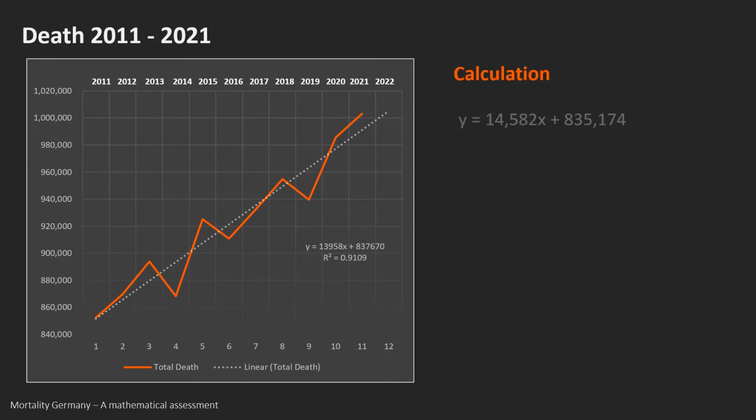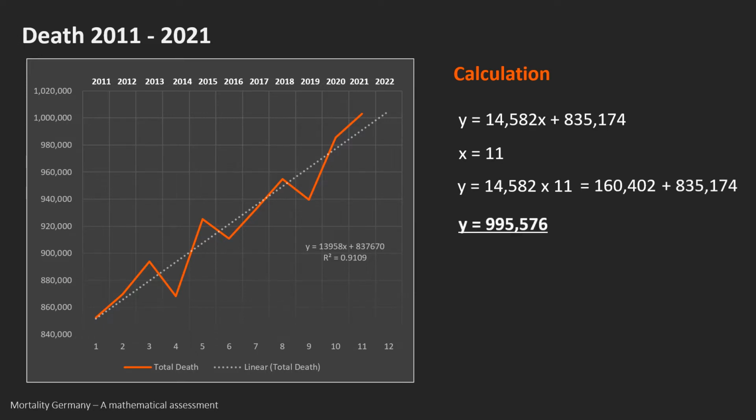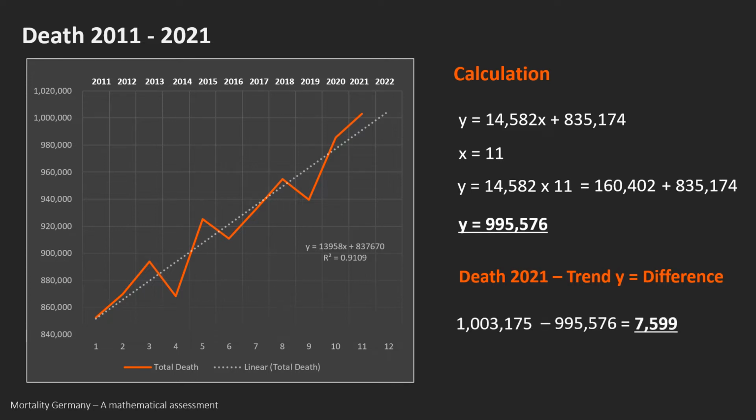Now, we're using the new function, doing the same calculation, setting all the values into the formula. We're getting 995,576 deaths. Using that again against the real figure, our discrepant difference is only 7,599 deaths. As mentioned, the R value went up. Therefore, our prediction is more accurate.